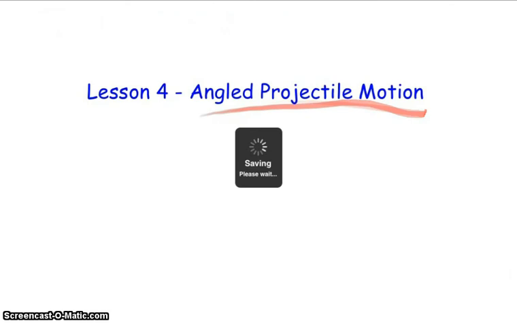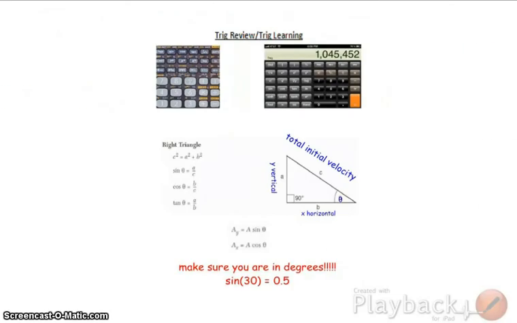In this video, we're going to look at what happens when you don't just shoot an object horizontally, but you shoot it at some angle. So this is angled projectile motion. Now this is where that trig part of your reference table comes in handy.